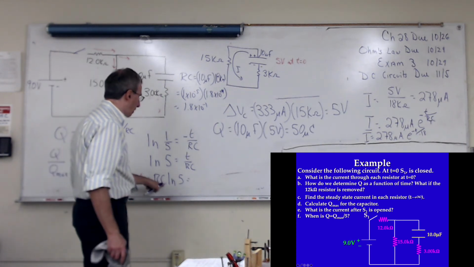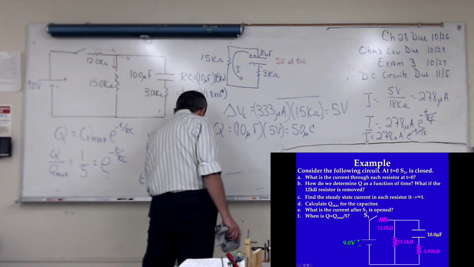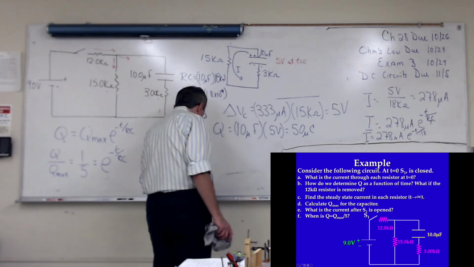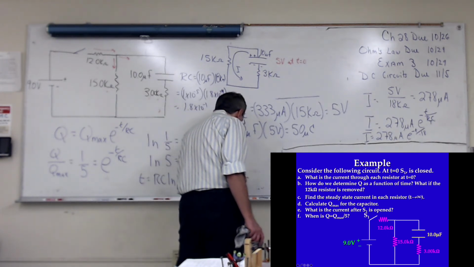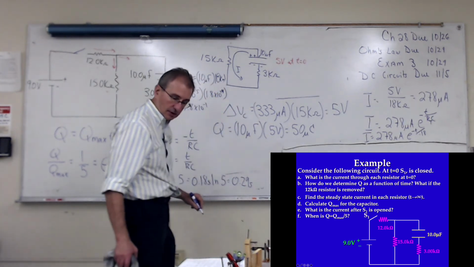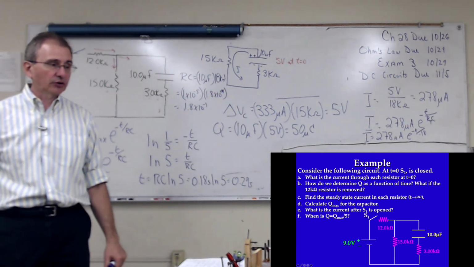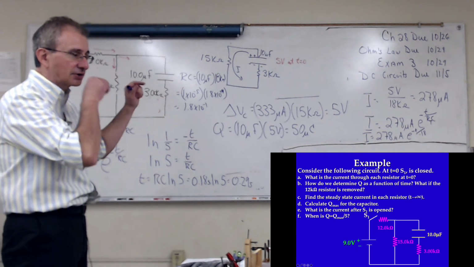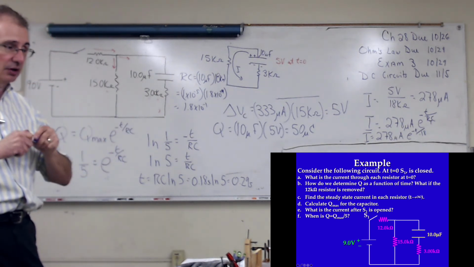And if RC is 0.18, this is going to give me 0.29 seconds. Yes, 0.29 seconds. So after 0.29 seconds, the charge in the capacitor will be 1/5 of its original value.